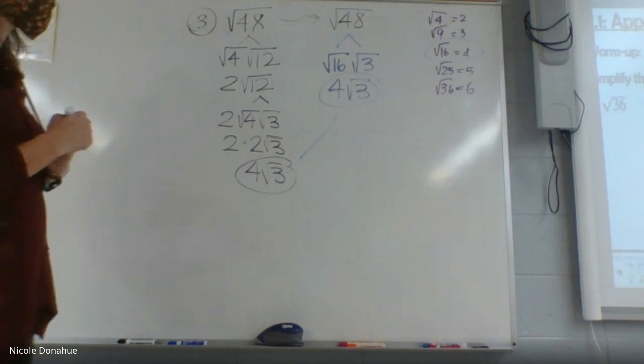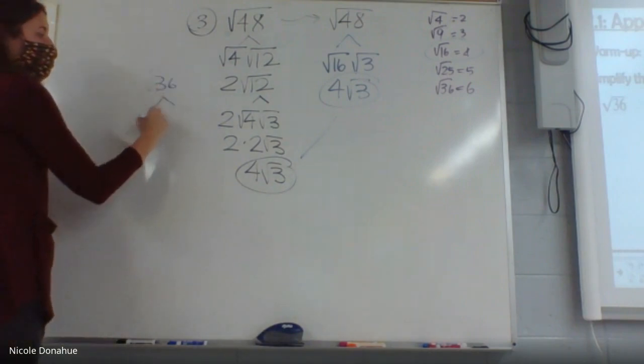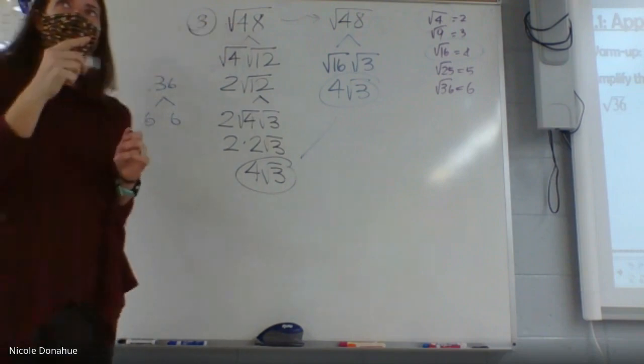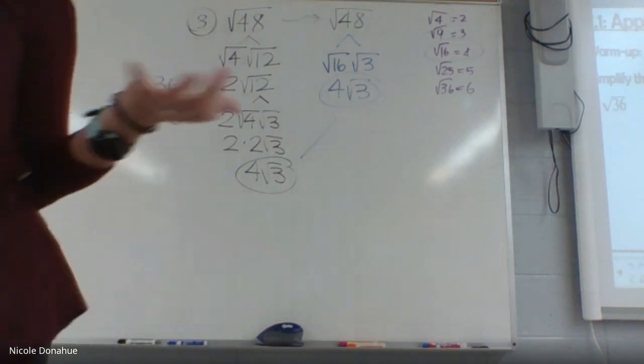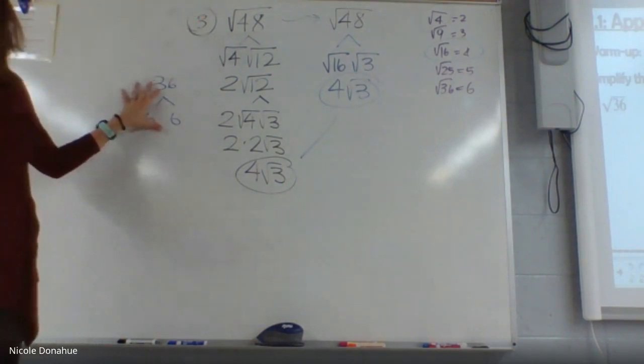No. Oh, I see what you're saying, because like square root of 36 is 6 times 6. Yeah, but there's no whole number that will give you 48 that multiplies by itself. So you have to do them and then square it up. Yeah, you take whatever perfect square out. That's why we have to do this, because it doesn't work nicely this way.